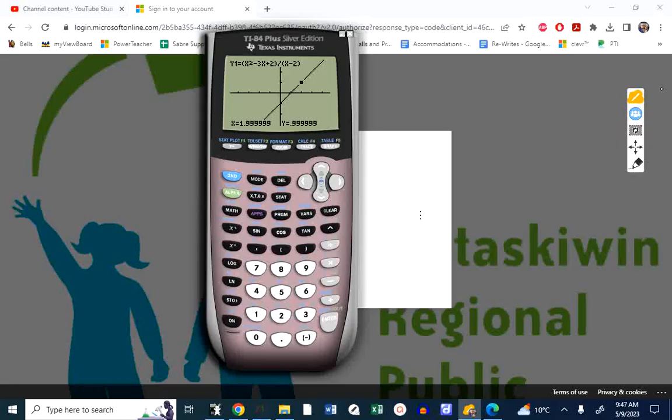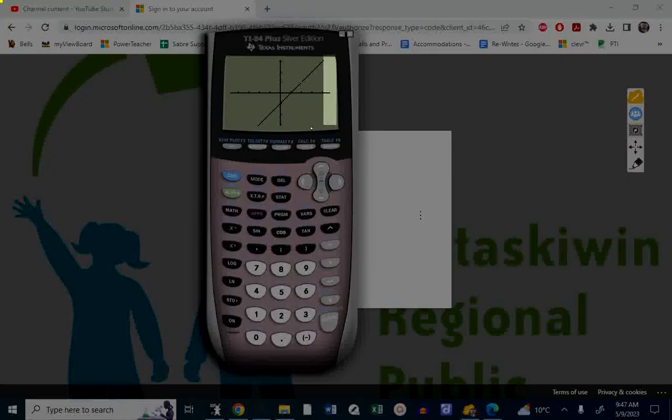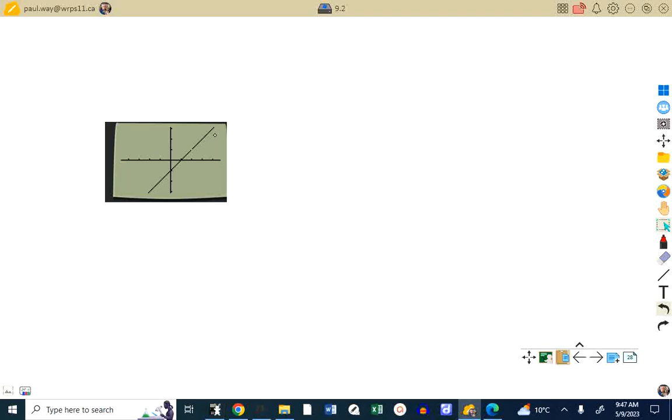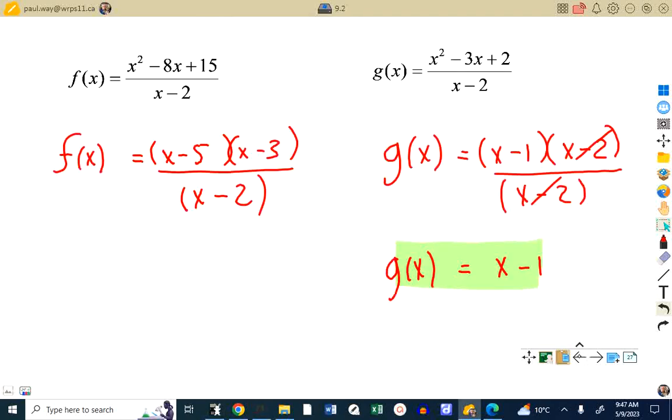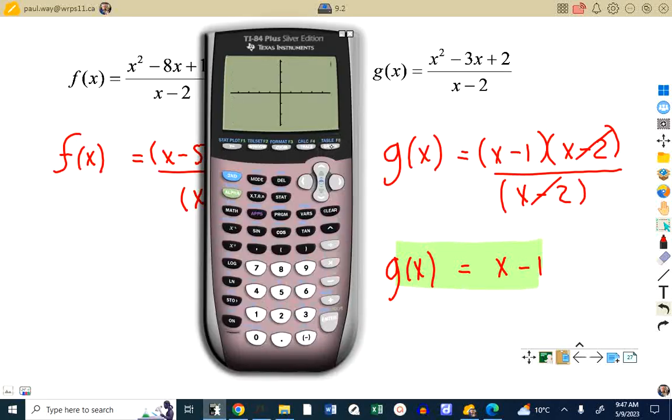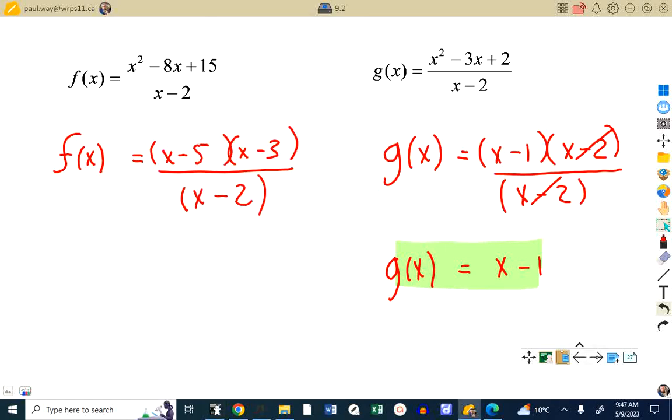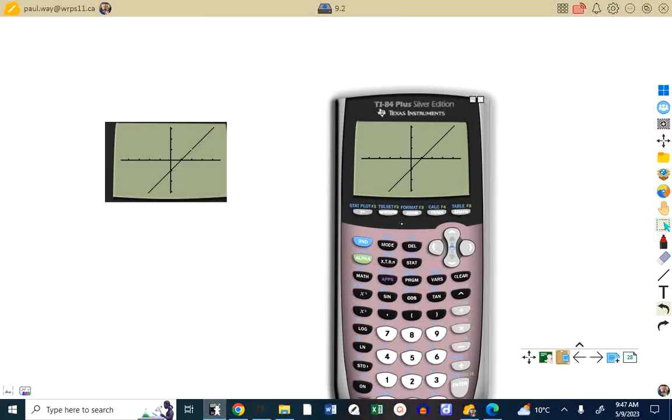I'm going to do that again and show you the hole in the image I capture. So this is the function g of x. If I were to sketch now x minus 1, which is this highlighted thing that I've simplified to, this is not g of x, is it? Because this doesn't have the hole. So how do we write g of x then, if this is incorrect?